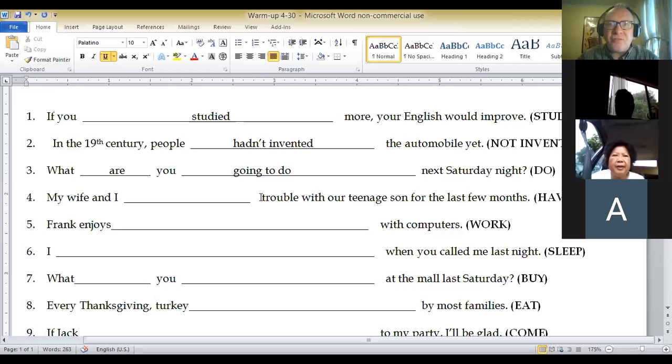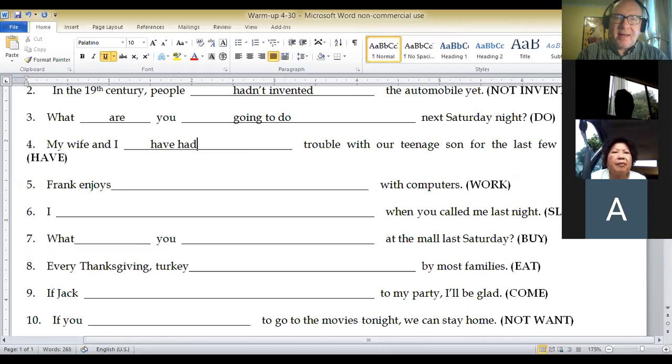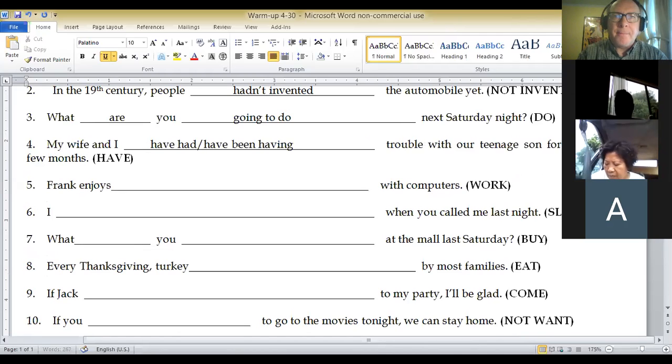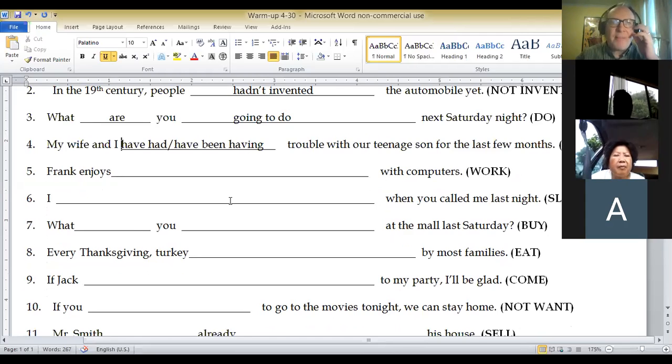All right. The next one says trouble with the teenage son for the last few months. What can we say there? For a few months. We could go two ways, right? We could say have had or have been having. Have had or have been having. Have had, have been having.